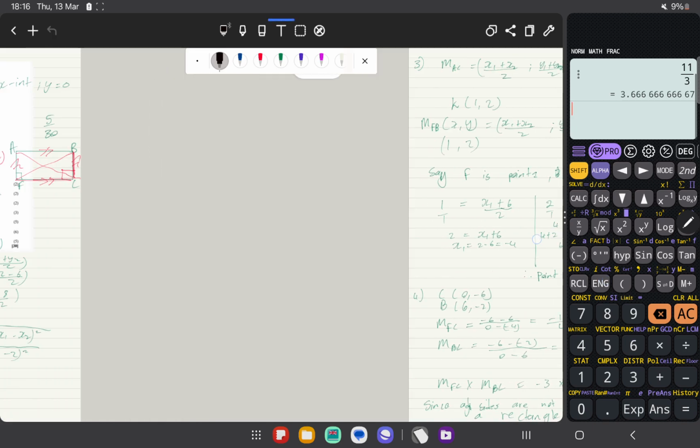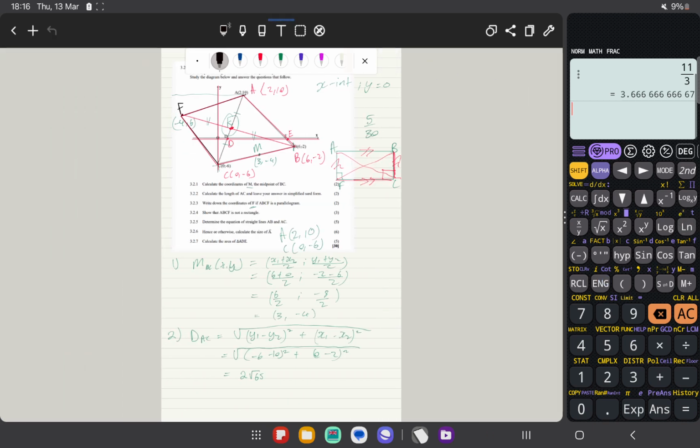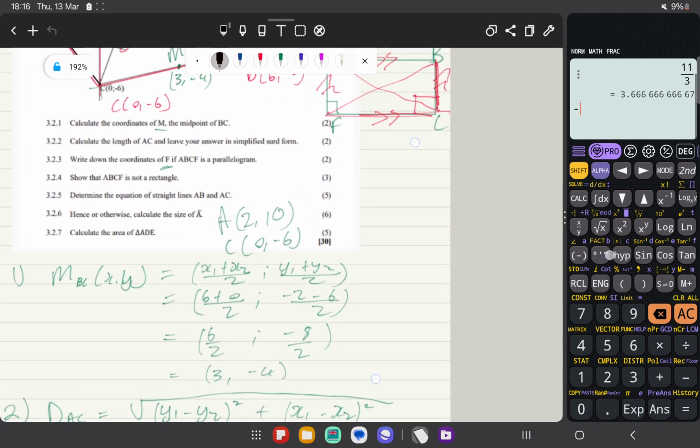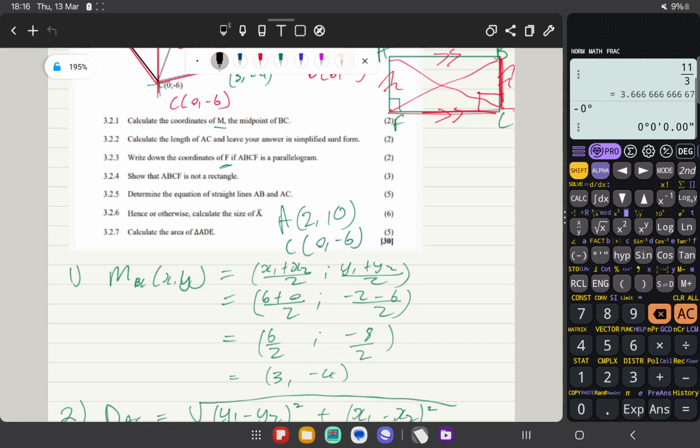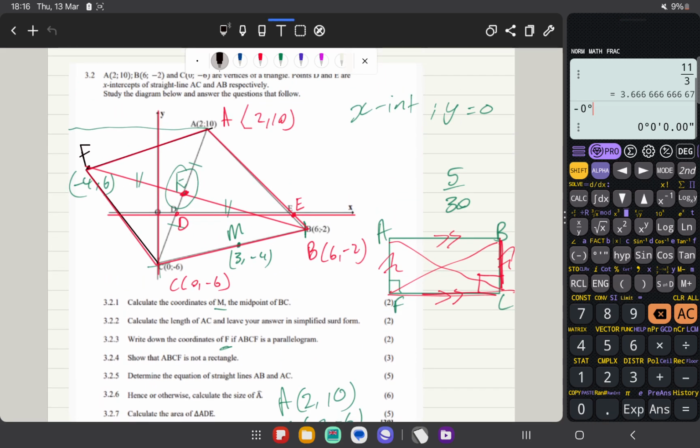Now they say hence or otherwise calculate the size of angle A. So let's look at the diagram. Now I'm calculating angle A.